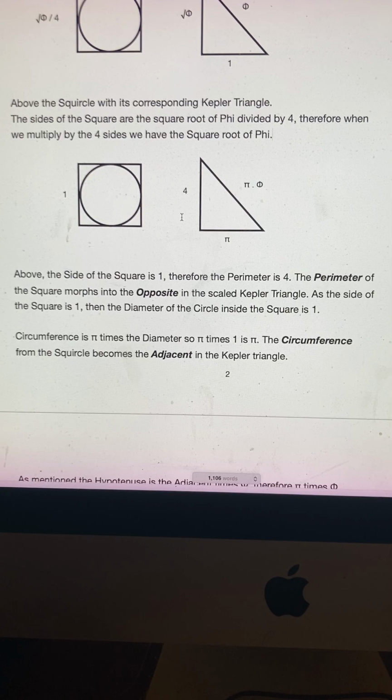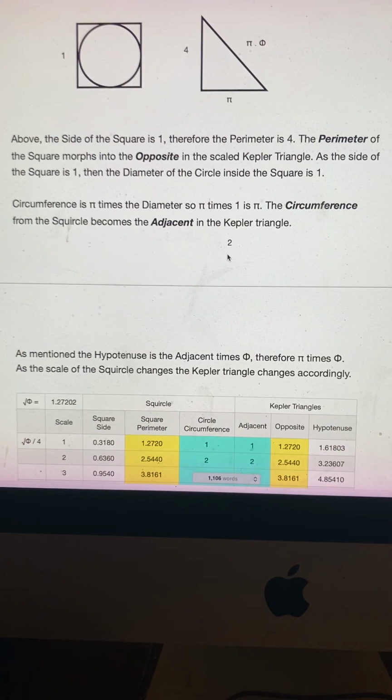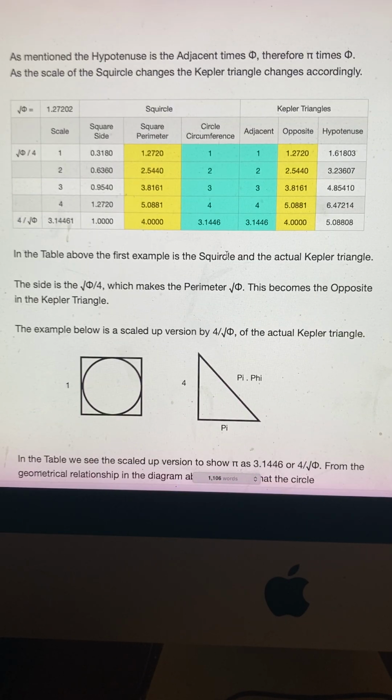As the side of the square is 1, then the diameter of the circle inside the square is 1. The circumference is pi times the diameter, so pi times 1 is pi, and the circumference from the squircle becomes the adjacent in the Kepler triangle. As mentioned, the hypotenuse is the adjacent times phi, therefore pi times phi.